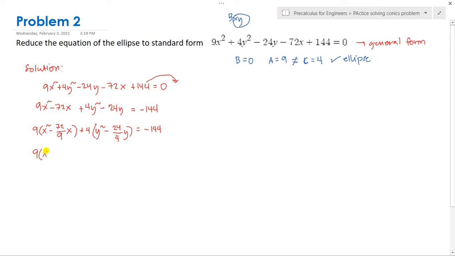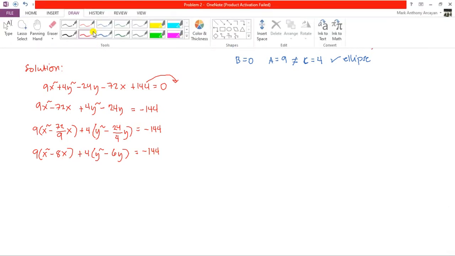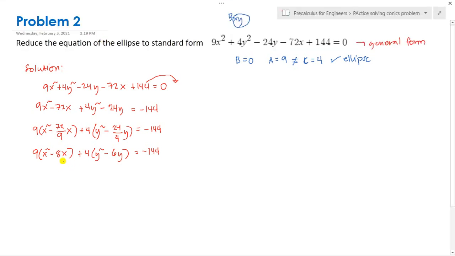So, simplifying, it becomes 8, right? 9 times 8 is 72. Then, plus 4 times y squared minus, this is 6. 6 times 4 is 24. Equals negative 144. Now, in completing the square, what we lack is the third term. So, to solve for the third term, divide this coefficient by 2 and then square it. The same thing here, negative 6 divided by 2 and then squared.